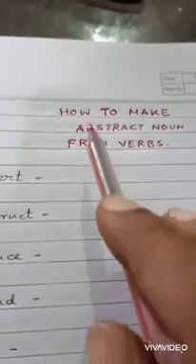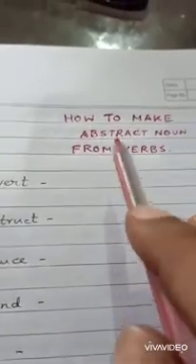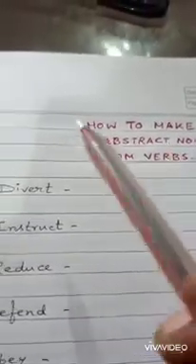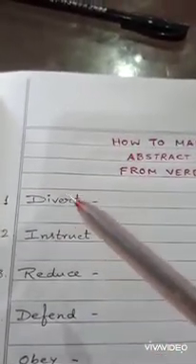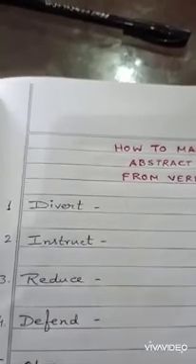In my previous video, I showed you how to change a phrase given in a sentence into possessive form. Today in this video, I am going to show you how to make abstract nouns from verbs. So let's start. Now dear students, here you can see how to make abstract nouns from verbs. I have written some verbs for you and I will change these verbs into abstract nouns.